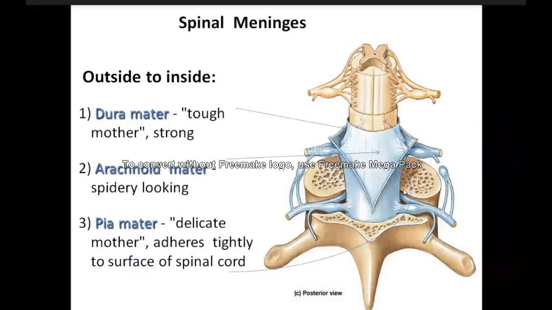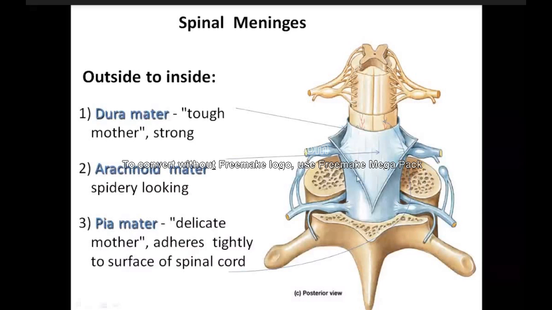Now from outside to inside. Here you can see this is the vertebra. This is the vertebral foramen, or the vertebral canal. Here this is the spinal cord, and on either side we are seeing the spinal nerves. Then come to the covering. This is the spinal cord here, and this blue color structure is the covering.